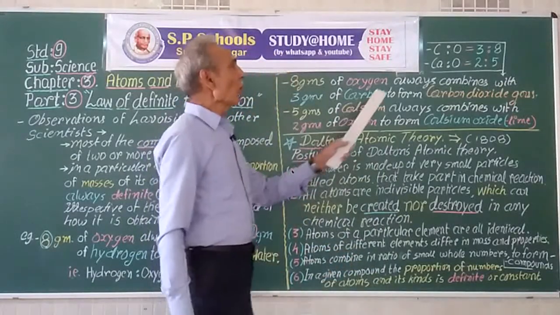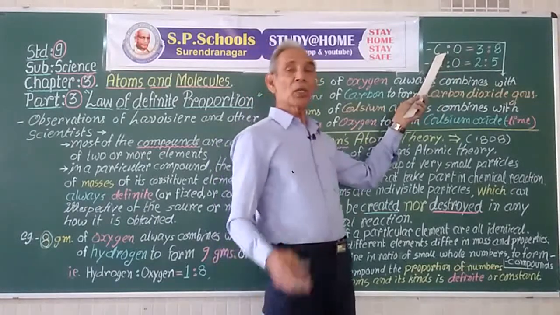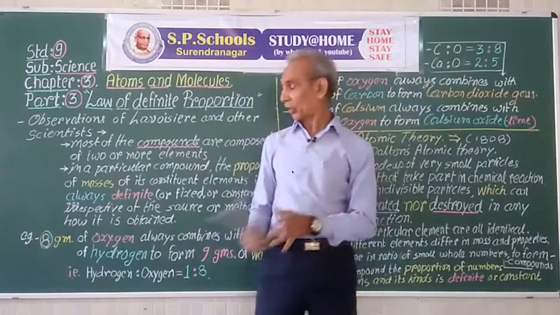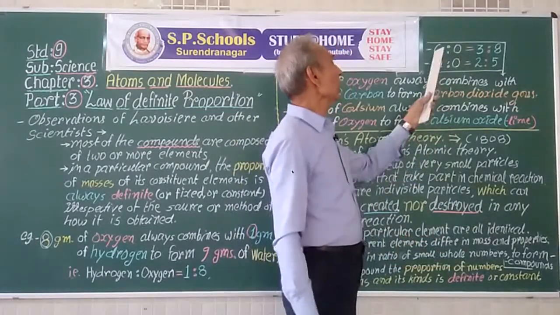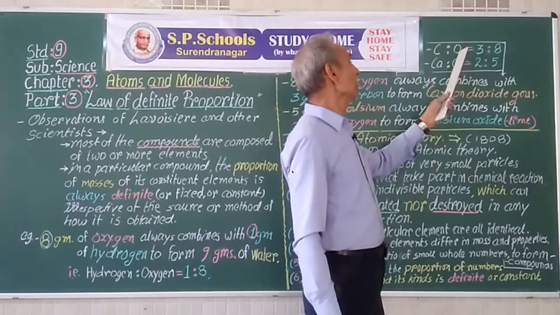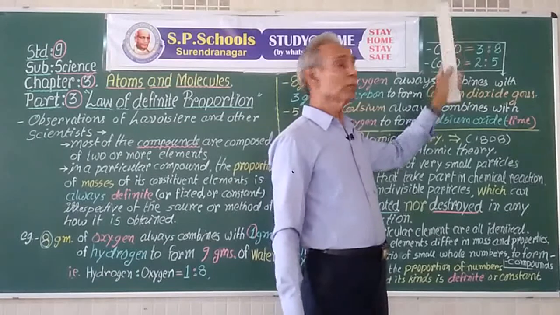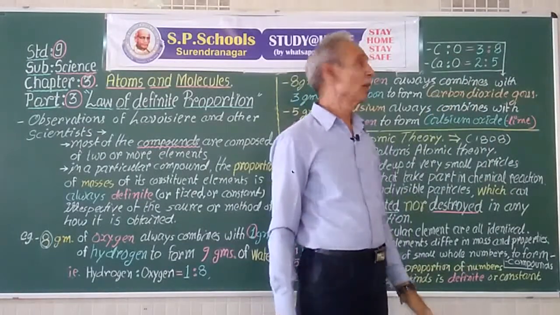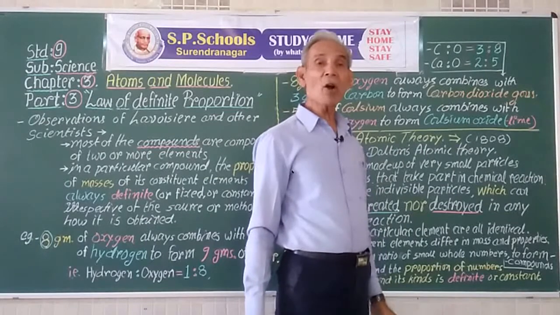Similarly, 1 atom of carbon combines with 2 atoms of oxygen. Now, carbon is 12 times heavier than hydrogen. Oxygen is 16 times heavier than hydrogen. That is, 1 atom of carbon, 12 times heavier than hydrogen, combines with 2 atoms of oxygen, that is 16 plus 16, 32 times heavier than hydrogen. 12:32 is equal to 3:8. So always 1 atom of carbon combines with 2 atoms of oxygen to form carbon dioxide.